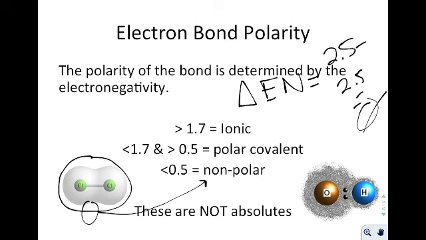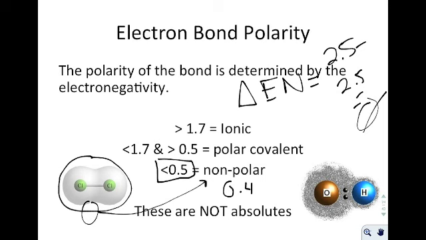Now the change in electronegativity, if it's less than 0.5, some books will say 0.4. It depends on the book. There's not going to be anything that close for you to determine. But if it's less than 0.5, it's nonpolar. Now if it's less than 1.7 and greater than 0.5, it's called a polar covalent. And anything that's greater than 1.7 is considered to be an ionic bond.